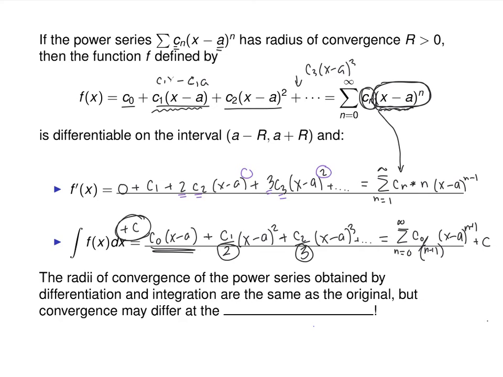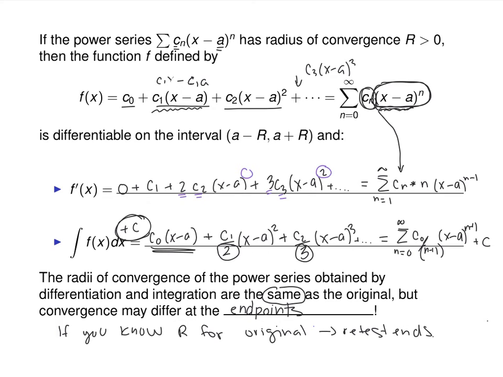And the great thing here is that the radii of convergence of the power series obtained by differentiation and integration are the same as the original, but convergence may differ at the endpoints. So what this means is if you know R for the original, you just need to retest the endpoints. Don't go ahead and do the whole ratio test again. All you need to do is retest the endpoints.